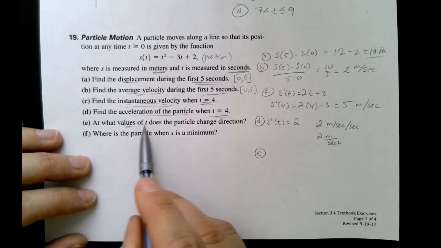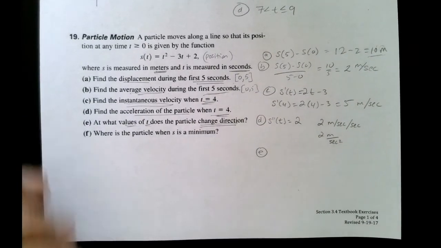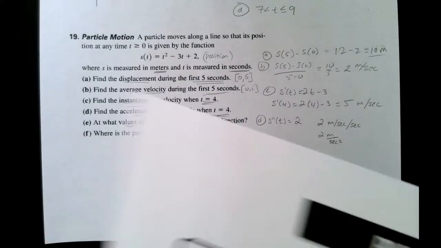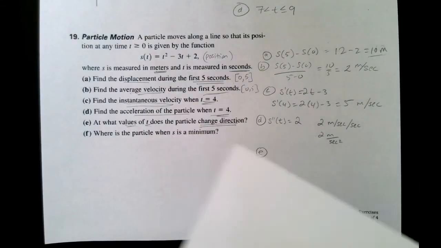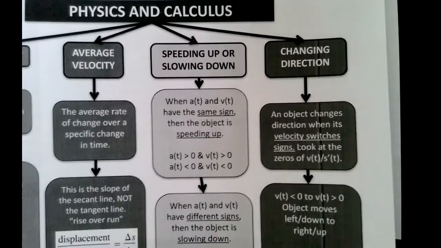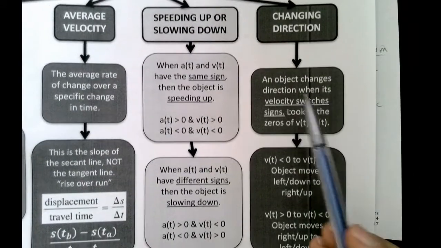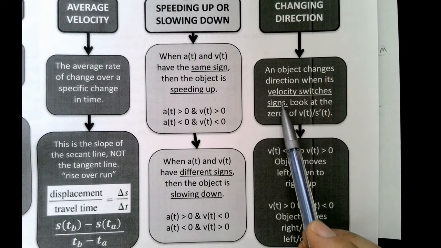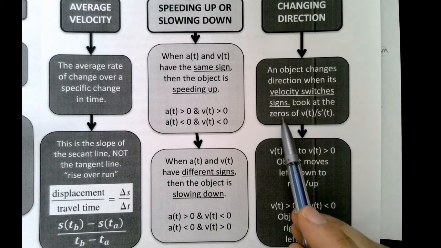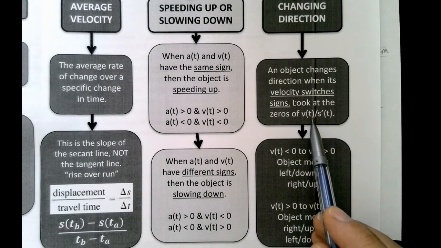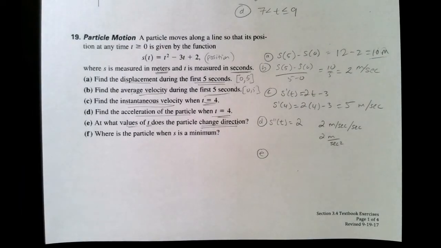At what values of t does the particle change direction? Alright, getting into some complications. Changing directions happens when the velocity switches signs. So we want to figure out what the zeros of our velocity function are and then figure out when it changes signs. Alright, there's 2 ways you can do this. We can graph it or we can do it analytically. And I'm here to tell you the graph is way easier.